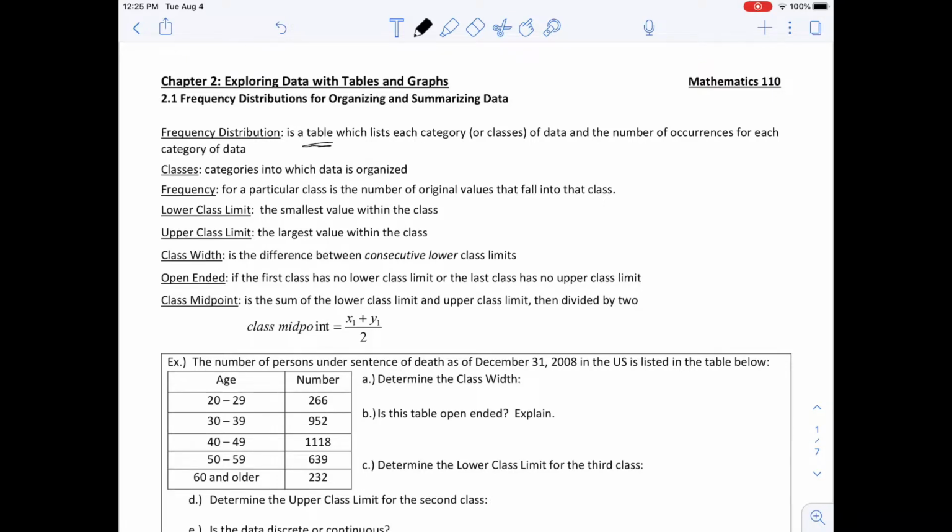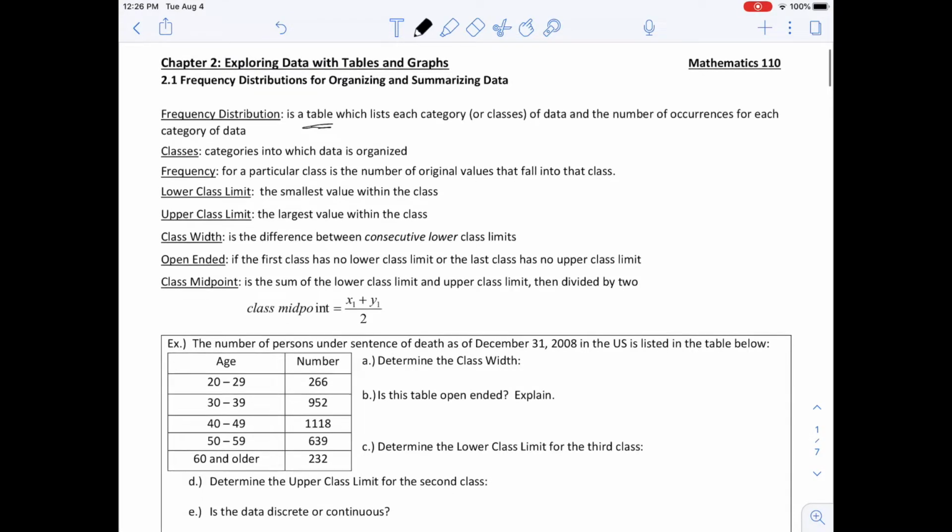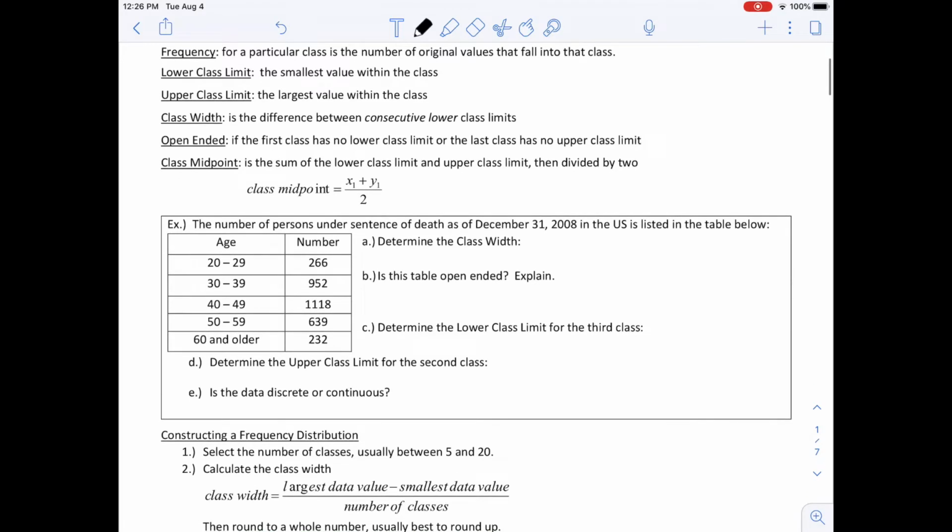Then we have classes, which organize our categories in certain ways, and these are defined by certain groups that we have. The frequency for a particular class is the number of original values that fall into the class. The lower class limit is the smallest value within the class, and the upper class limit is the largest value within the class. The class width is the difference between consecutive lower class limits, and difference again means subtraction. Open-ended is if the first class has no lower limit or the last class has no upper class limit.